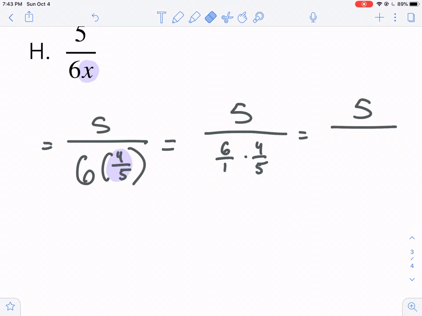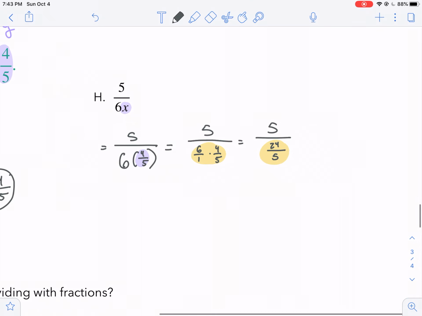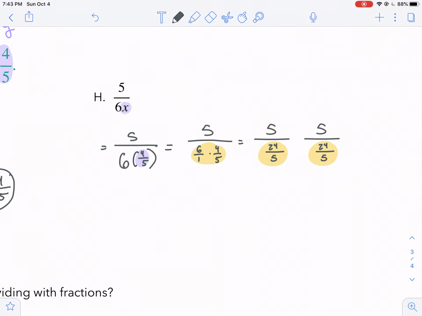And we can simplify this denominator a bit. We're going to do that by multiplying across. So 6 times 4 is 24. 1 times 5 is 5. That's nice. And now we can rewrite this whole thing as a division problem, because it is a division problem. Because whenever we have divided by, or a number over something, that's the same thing as dividing by it. So that's the same thing as 5 divided by 24/5.